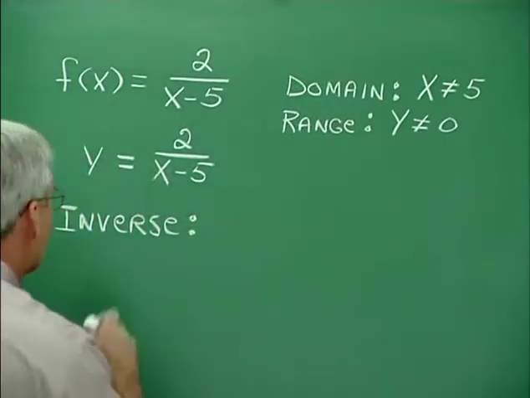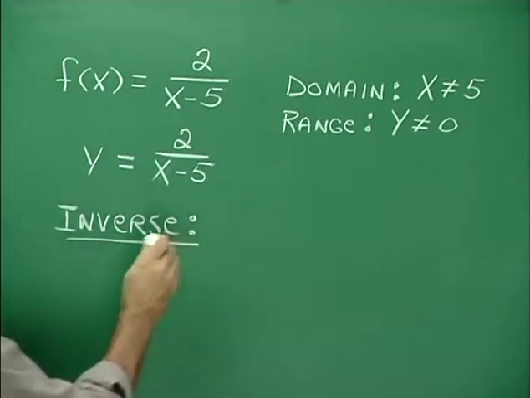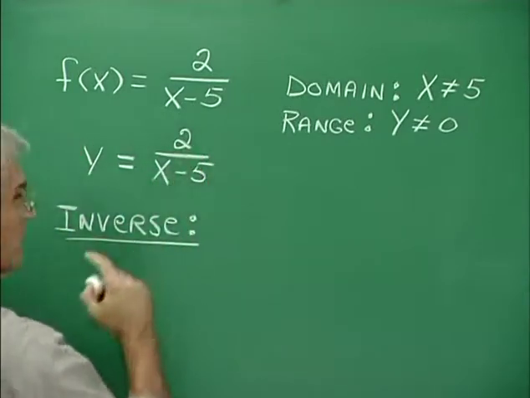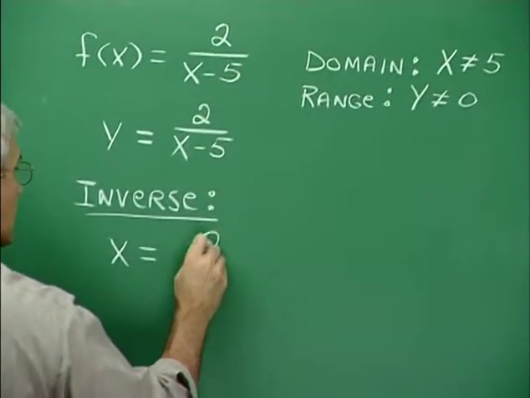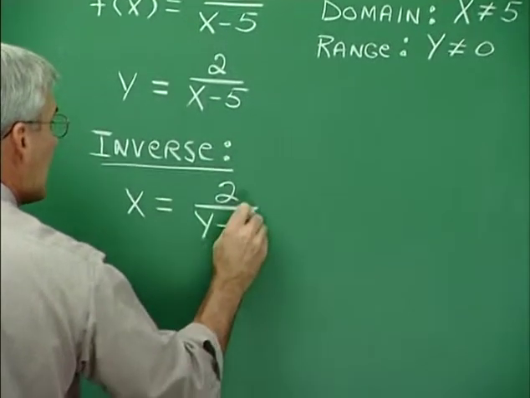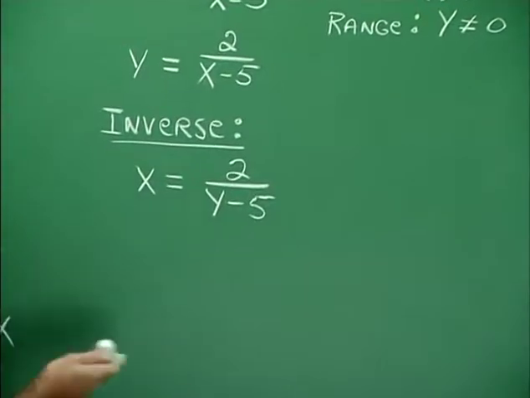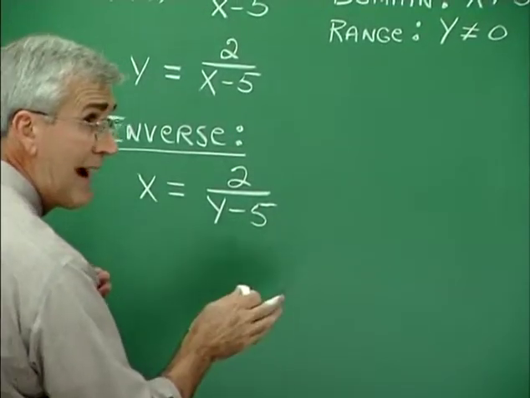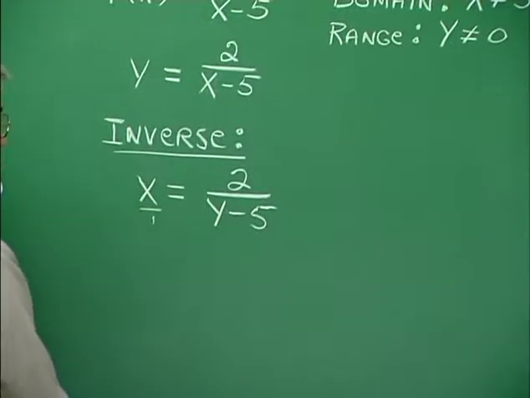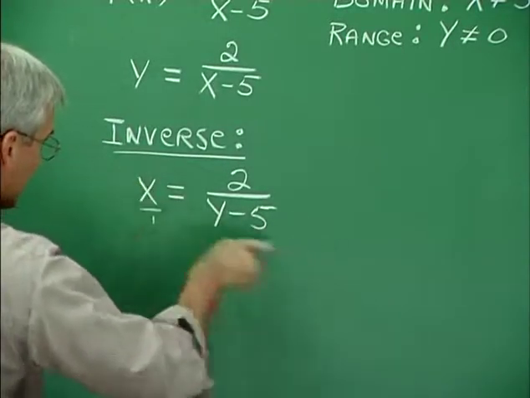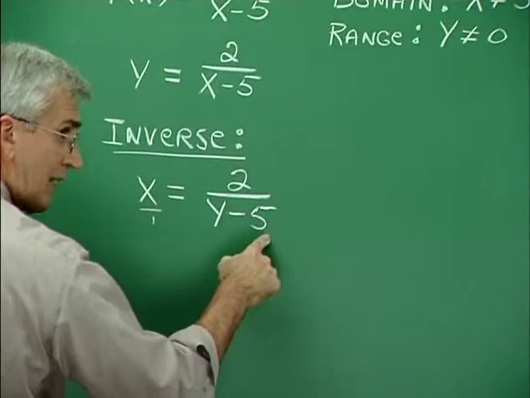Now let's look at the inverse. All right, to calculate an inverse, we replace x with y and y with x. The y becomes x, and the x becomes y. And now we solve for y. Now to solve for y, I would first clear the fraction by cross multiplication. Think of this as x over 1. When I go in this direction, I have x times y minus 5.